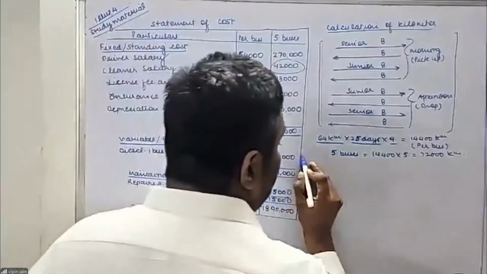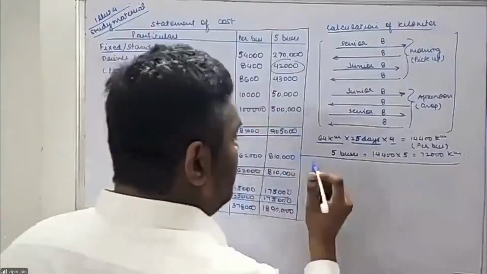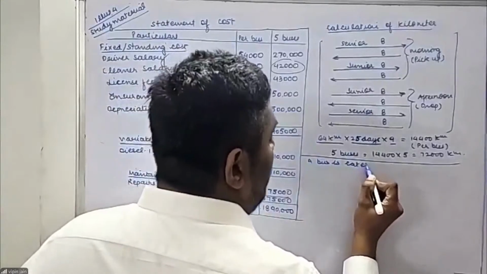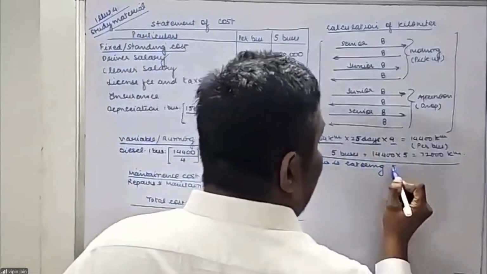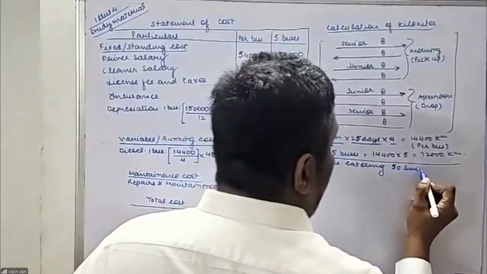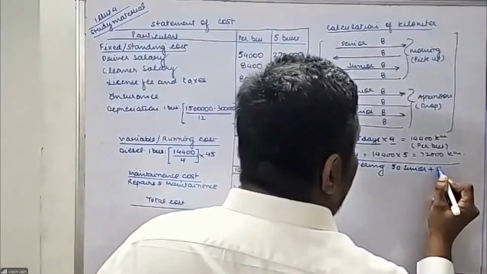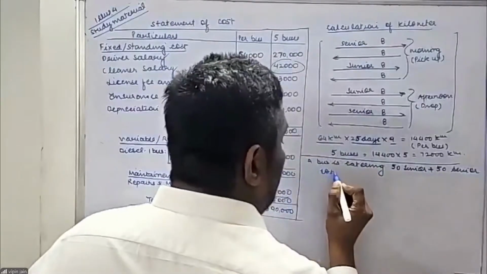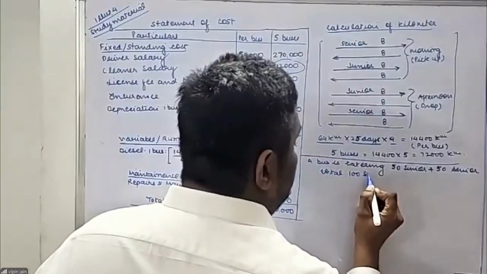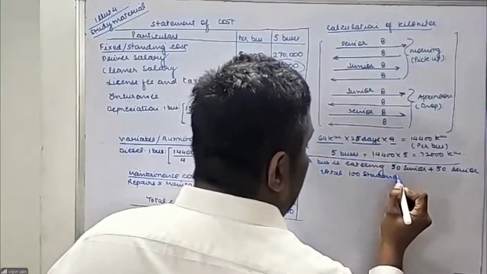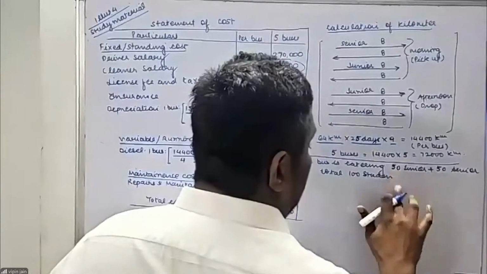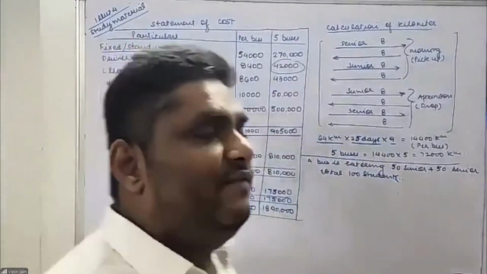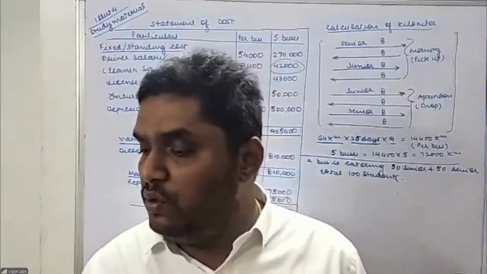I'm writing this also for your reference. A bus is catering 50 junior plus 50 senior. Total 100 students.